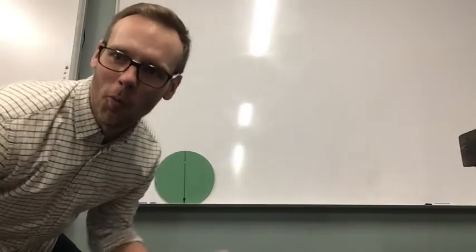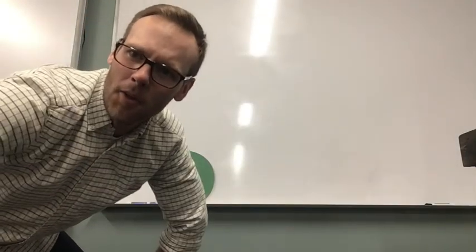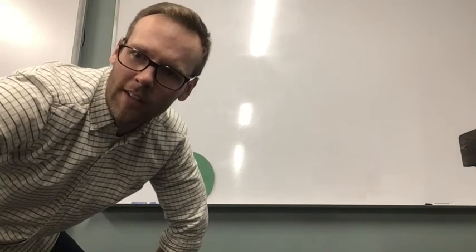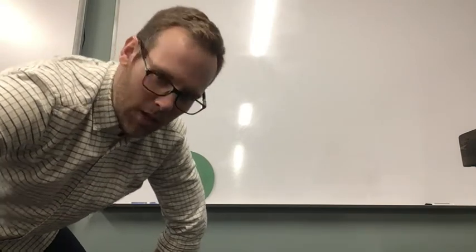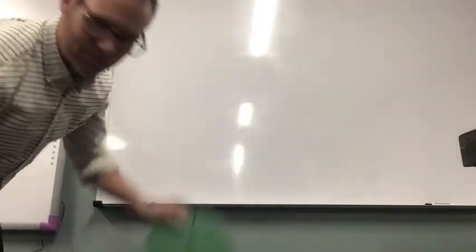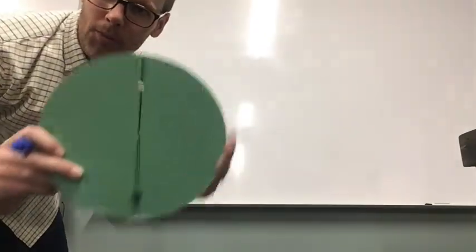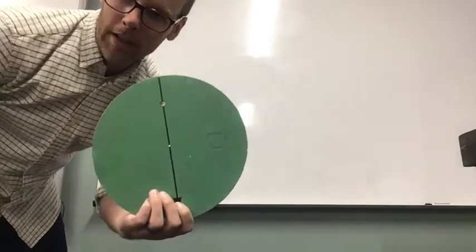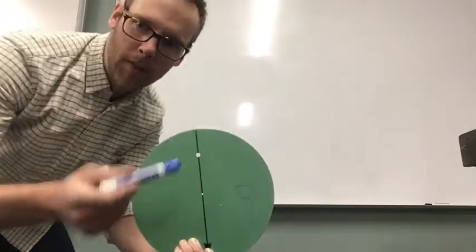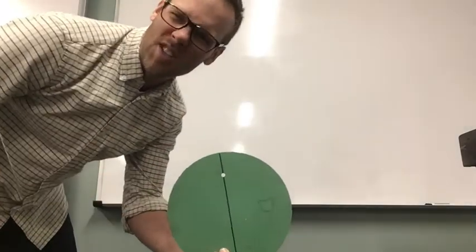All right, so what's it really look like to follow the path of a point on a wheel as it travels down the road? What I have here is a circle, and I have put a hole in it so that I can put my marker in there and we can spin it and see what happens.